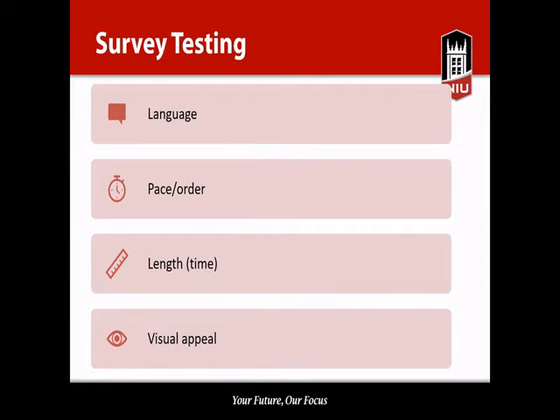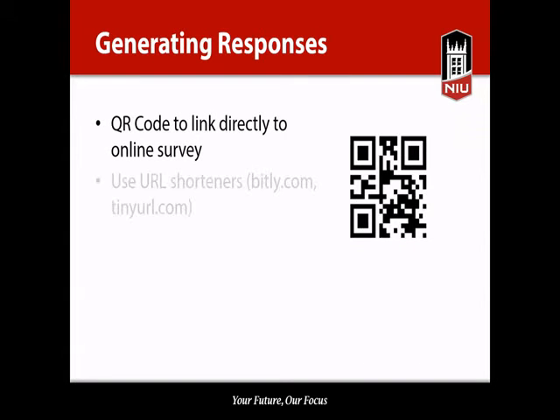They're going to skip. And if you have any kind of visual elements, can you use that to your benefit to get people to actually fill it out? Is the font size appropriate? Can it be read by everyone of all ages and backgrounds? You can also use some ways to generate responses, like QR codes that can link directly to an online survey. Most people with a smartphone can scan that and it'll take them directly to the online survey. So that's nice.